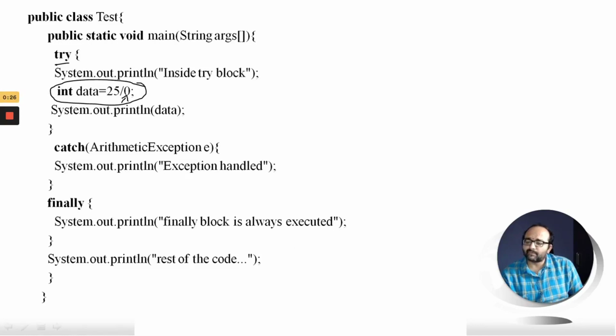Like this. Now if you consider this example, the try block contains this statement, division by 0, which is causing an arithmetic exception. The same arithmetic exception is handled here inside this catch block, so this will print exception handled, and later the finally block containing this statement will be displayed, and then the next statement, which is the rest of the code, will be displayed. So this is how it works.